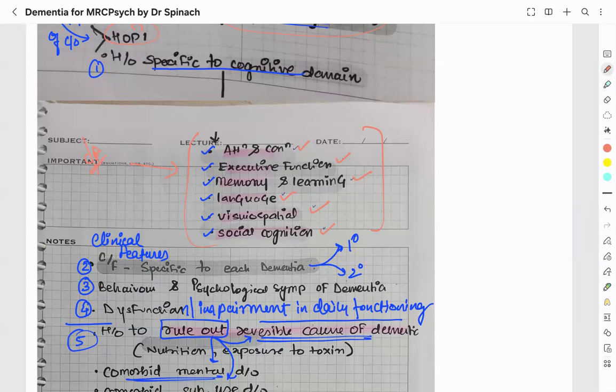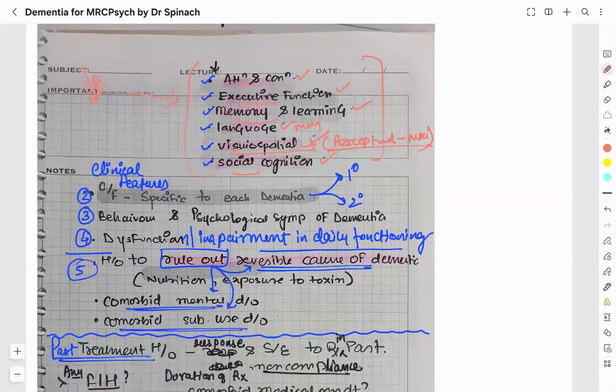Executive, perceptual and language. I think no, this one they have just written differently. This was perceptual motor, visual spatial, language, motor. The rest of them are the same. The motor thing they have not mentioned. Yeah, language motor. Cool.